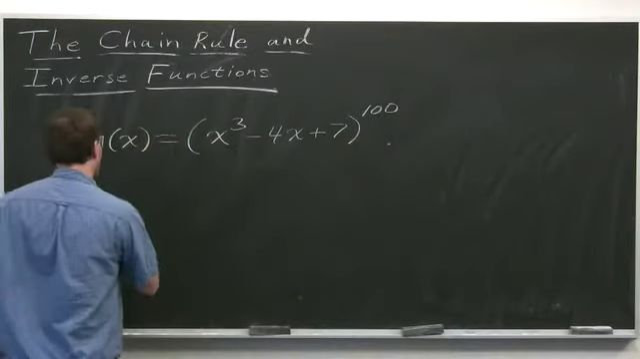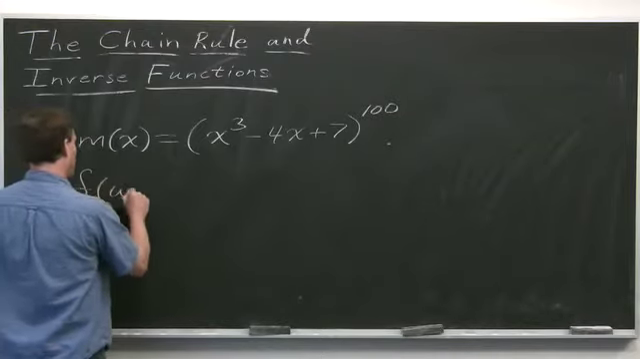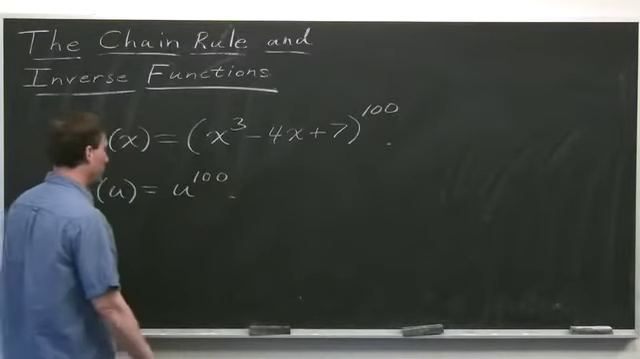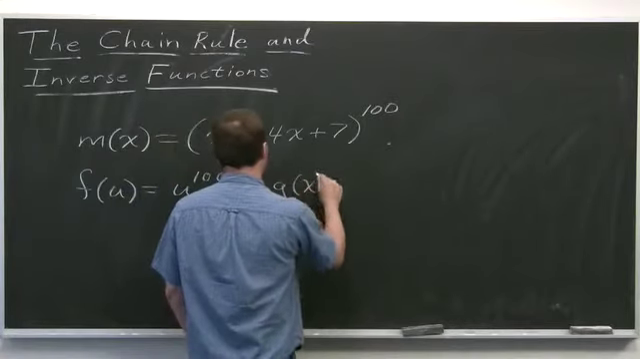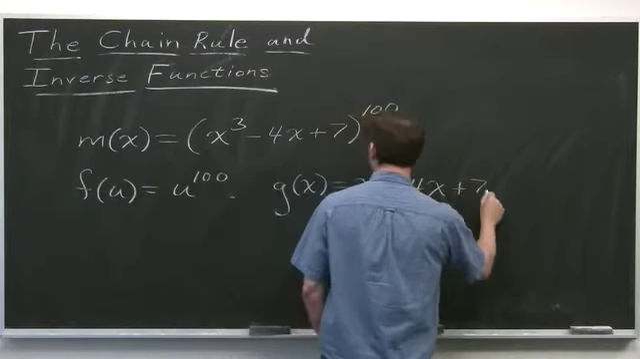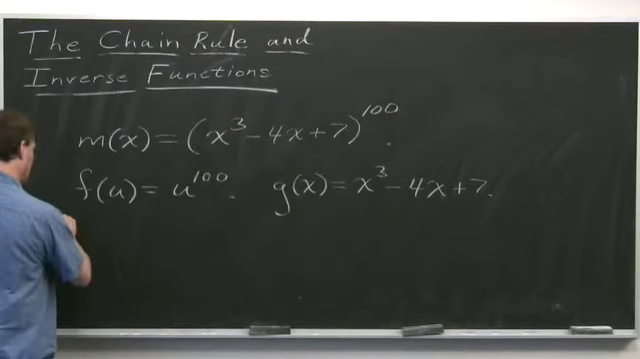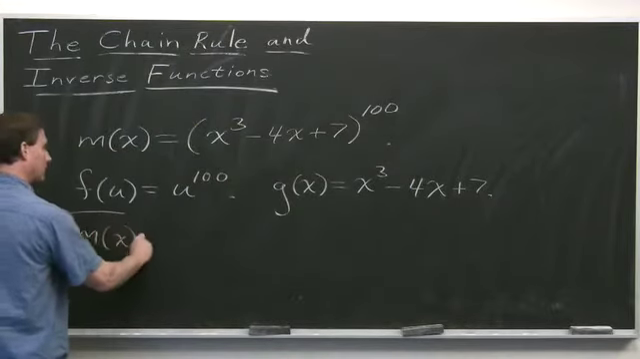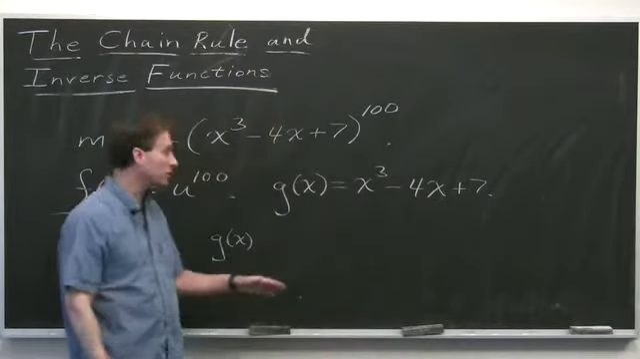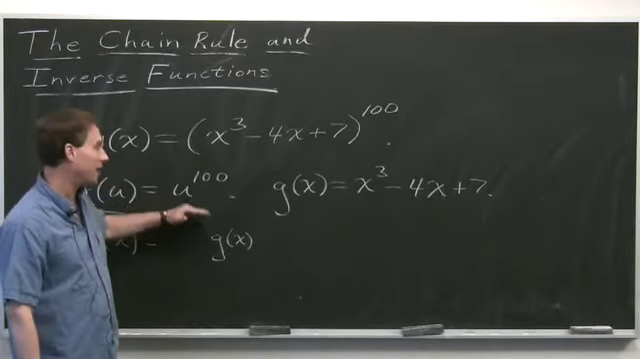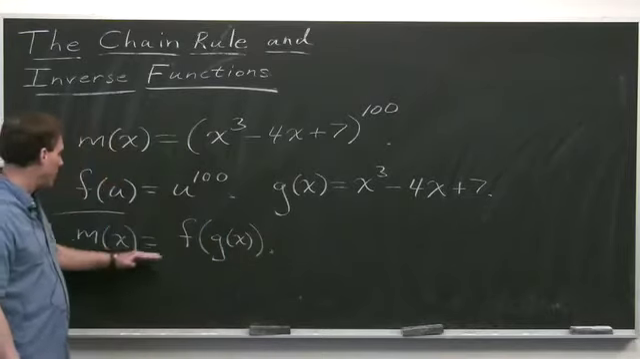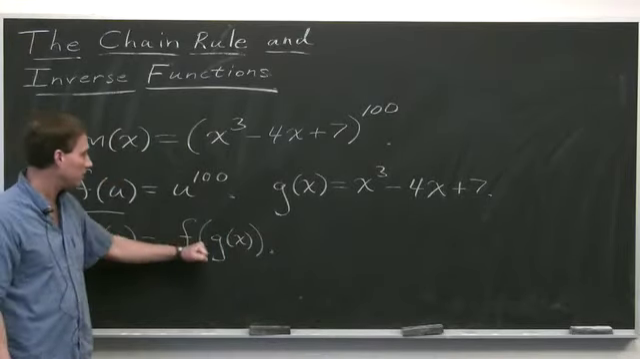This is a composition of functions, so that if you let f of u be raising to the 100th power, so f of u is u to the 100th, and g of x is the function that is x cubed minus 4x plus 7, then this function m of x is, first you do g of x, and you get the x cubed minus 4x plus 7, and then you do f to that. You raise this to the 100th, so it's f of g of x. So this is the composition of functions. It says that m is the composition of f and g.